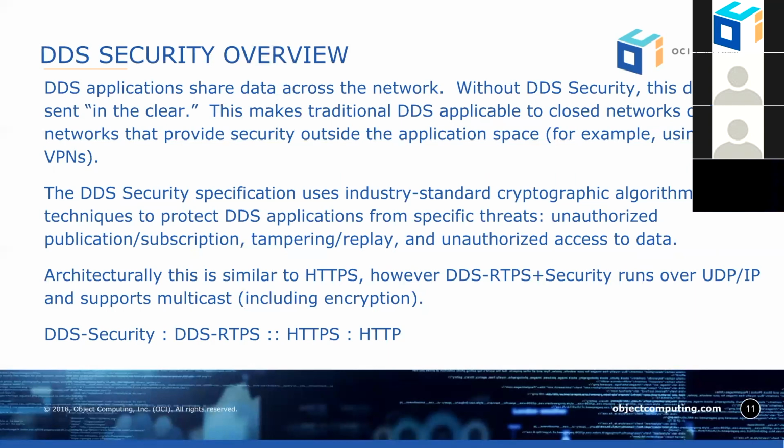Now with the DDS security specification, DDS can use industry standard cryptographic algorithms and techniques to protect applications from these specific threats: unauthorized publication, subscription, tampering, replay, and unauthorized access to data. This is very similar to what we're more familiar with, HTTPS. However, the DDS with RTPS security is running over UDP/IP and supports multicast, including with encryption. So DDS security builds on DDS RTPS, just as HTTPS builds on HTTP.